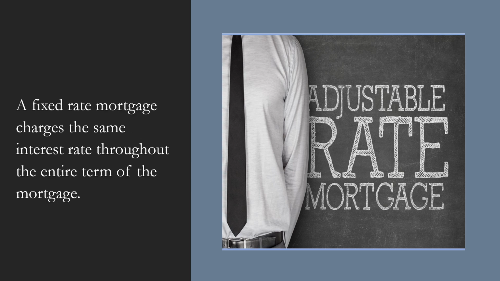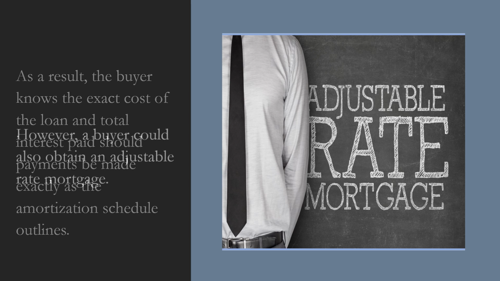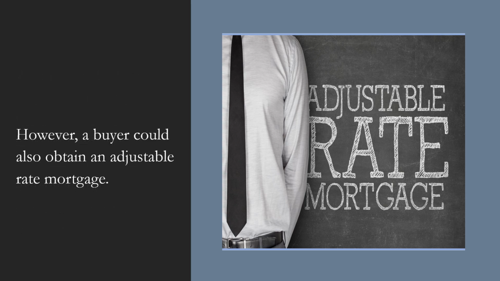A fixed rate mortgage charges the same interest rate throughout the entire term of the mortgage. As a result, the buyer knows the exact cost of the loan and total interest paid, should payments be made exactly as the amortization schedule outlines. However, a buyer could also obtain an adjustable rate mortgage.